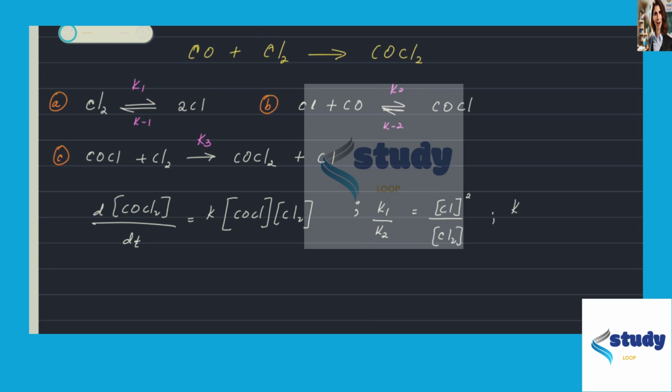which means that K2 over K minus 2 should give you COCl over Cl and CO, right? So therefore we're trying to say that COCl from this illustration should give you K2 over K minus 2, which is basically Cl and CO.